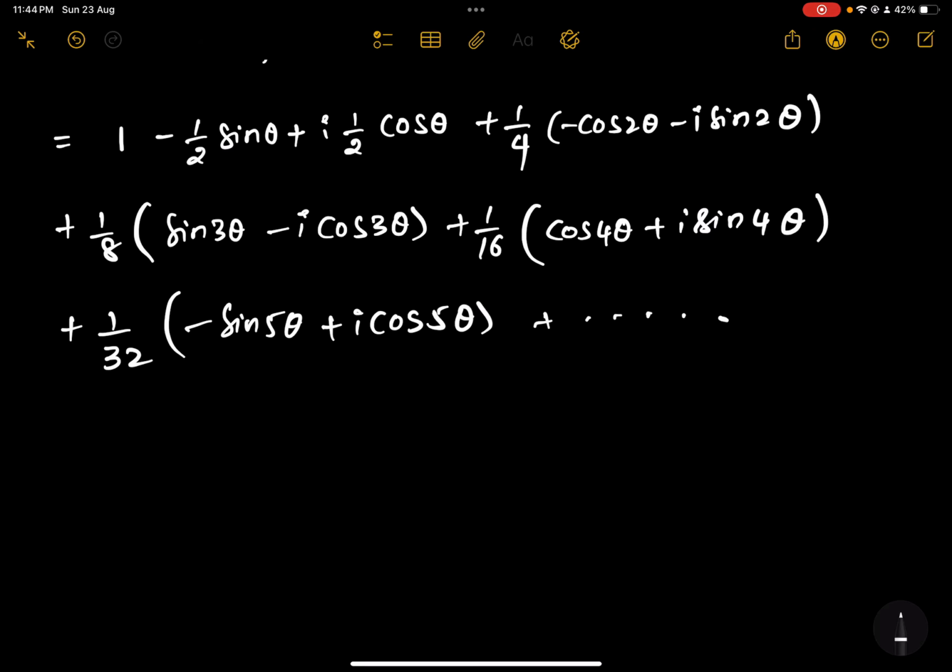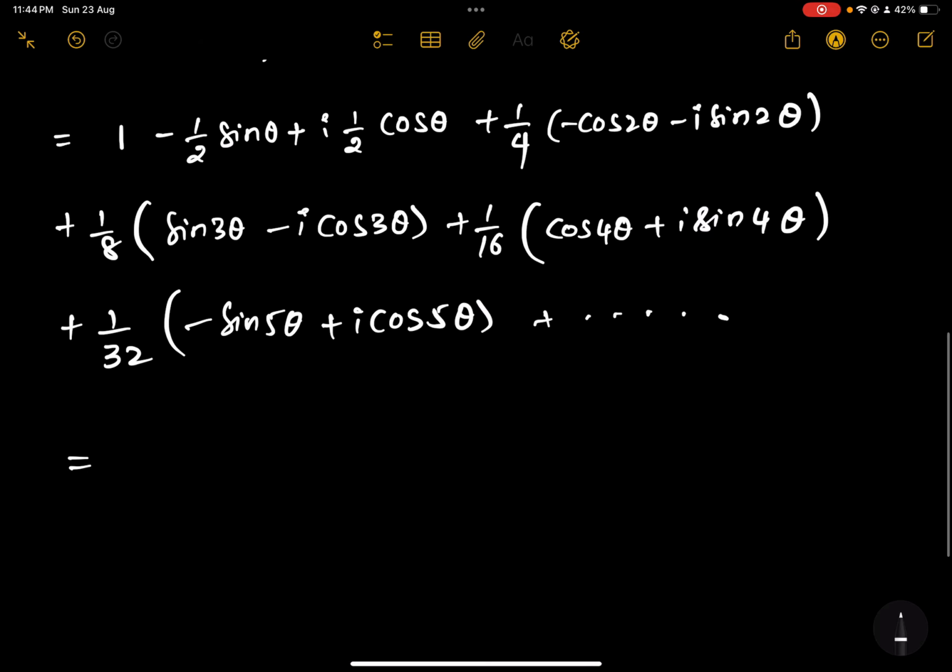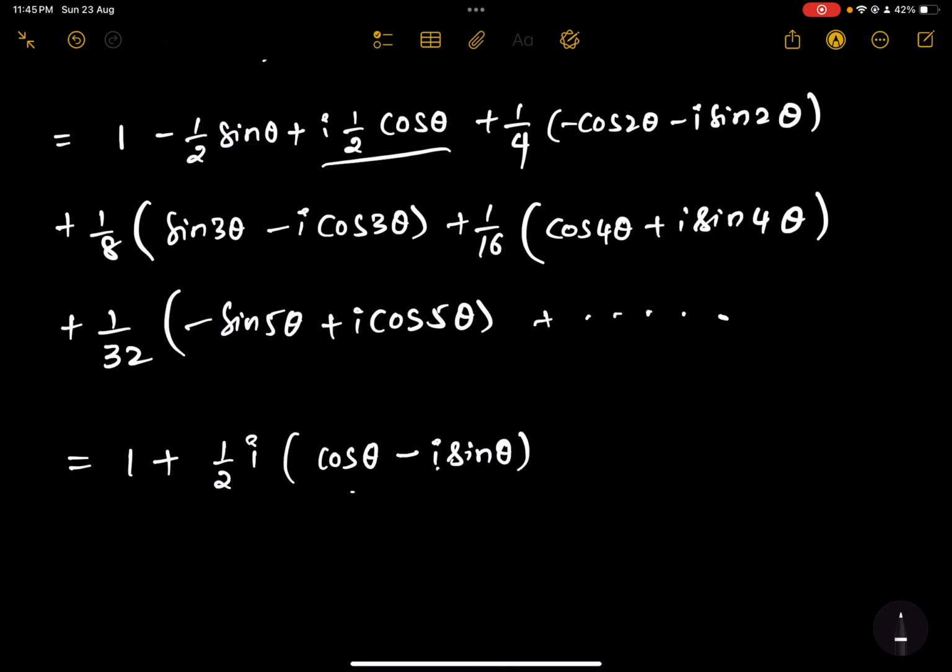All right. So now this is simply 1 plus half, and let us take i common. Then you will get cos theta minus i sin theta. So if you observe, this will give you the i cos theta term, and then i into i is i square, which is minus 1, and that will give you this term.